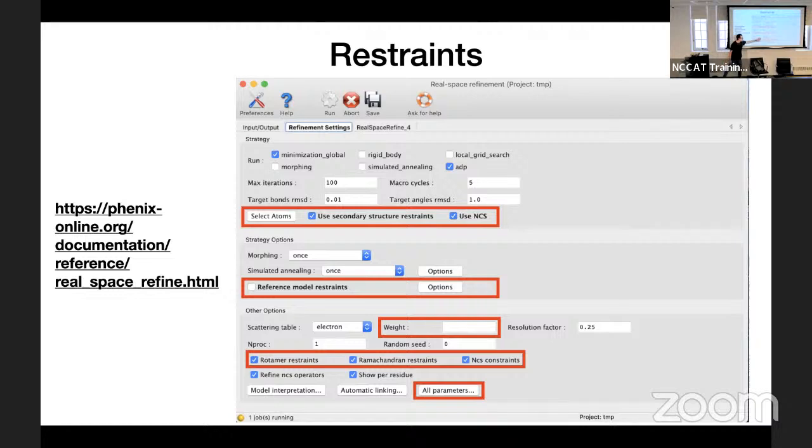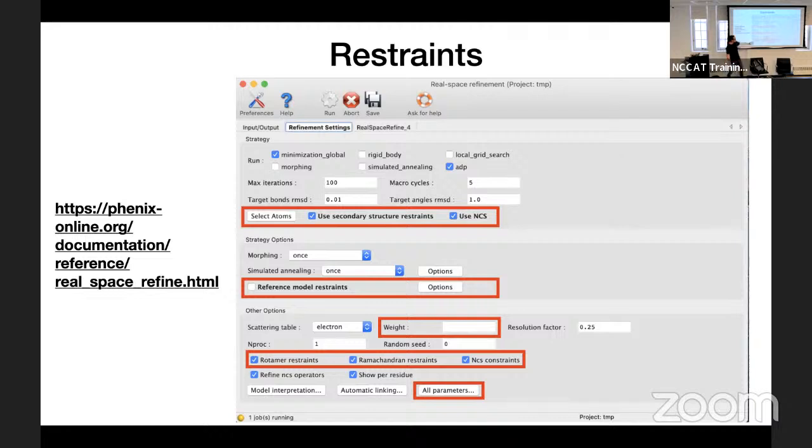There are some options to adjust weighting terms yourself. And then down here at the bottom are some additional restraints that people commonly use. I mentioned earlier NCS constraints versus restraints. As of last time I checked, Phoenix might only allow you to have NCS constraints, so it forces the chains to be identical to each other, although I imagine at some point that'll change if it hasn't already.